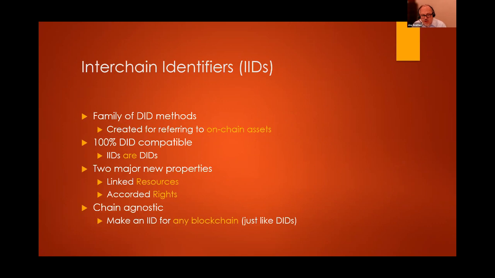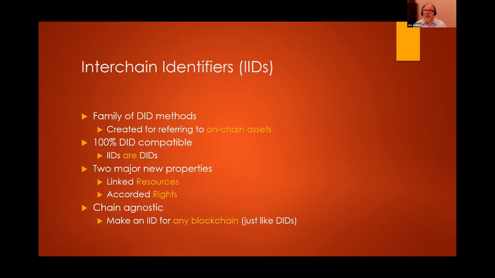Okay, in my work with Cosmos, we came up with a new family of DID methods that were designed specifically for referring to on-chain assets. Now, classically, DIDs can be used to refer to anything: people, organizations, abstract concepts, as well as on-chain assets. But we found that thinking about DIDs as a general purpose solution didn't help us solve the problems that are unique to NFTs. So we said, what if there was a family of methods that all supported a common set of properties, a common set of capabilities. So IIDs are 100% DID compatible.